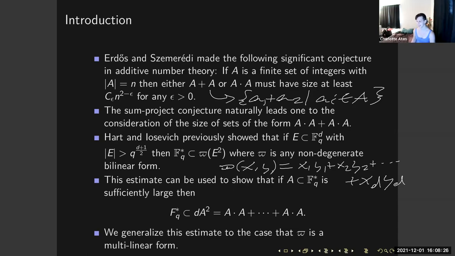which is another big part of the motivation: if A was actually a cyclic subgroup of F_q star under multiplication, a multiplicative subgroup of F_q, then this statement would be saying that if you had a big enough subgroup, then every element would be able to be written as a sum of products of pairs of elements in that subgroup.